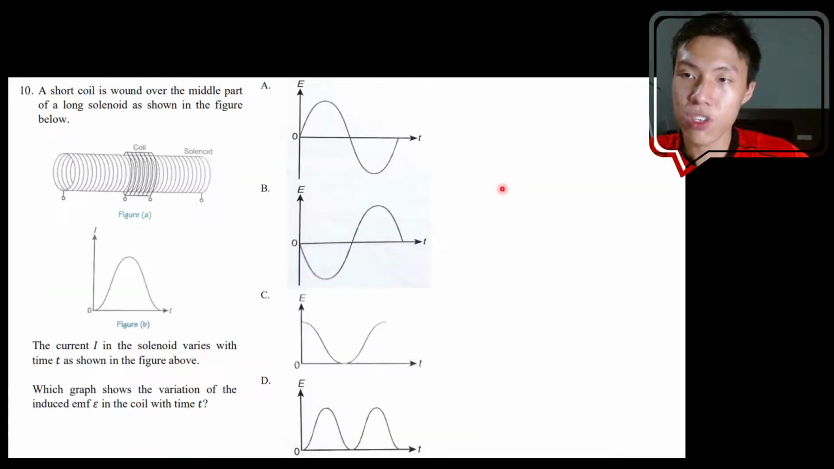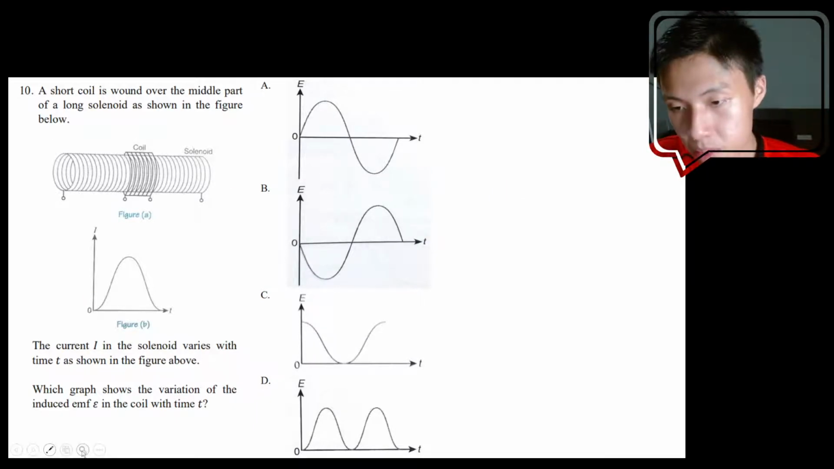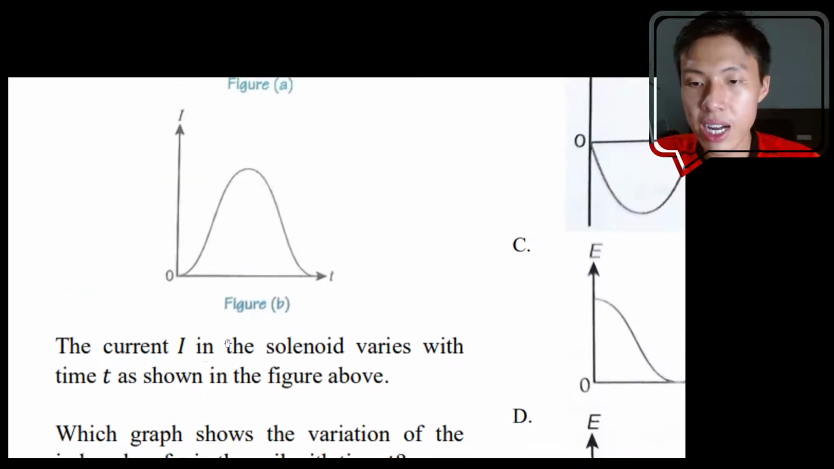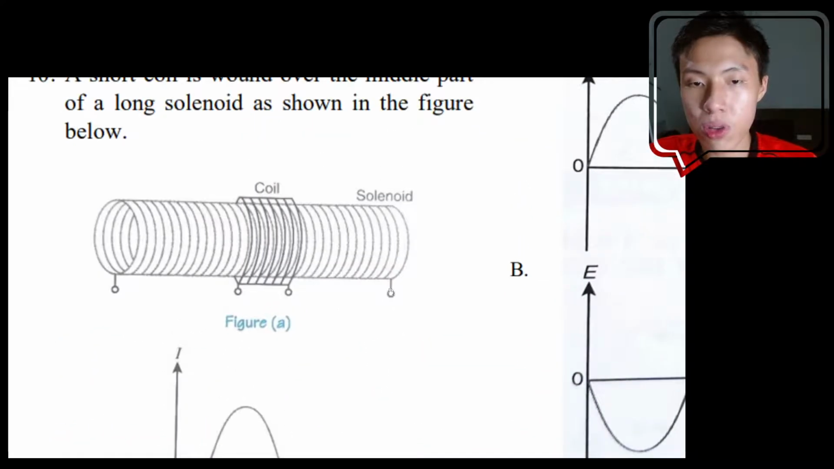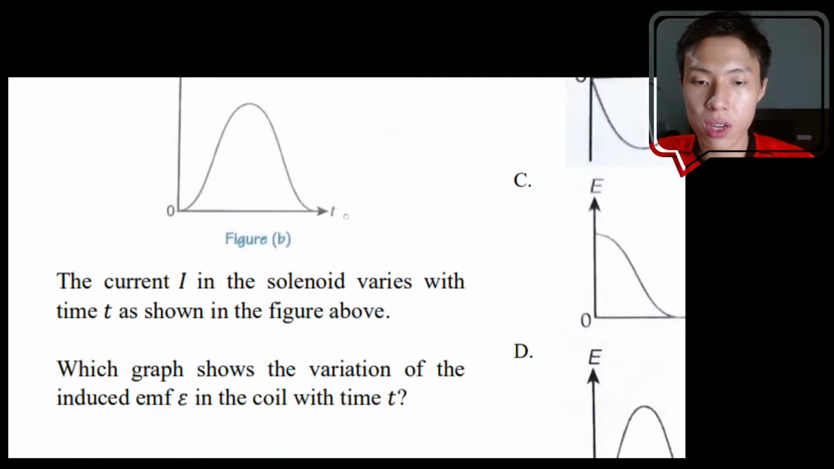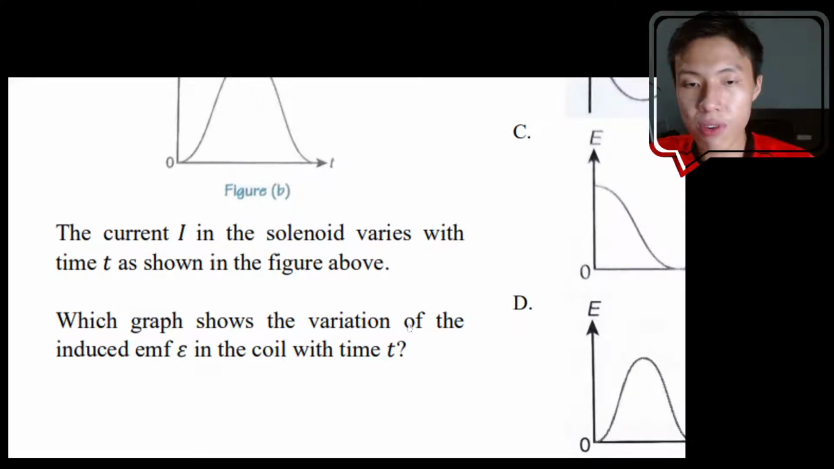Let's move on to the next question, question 10. A short coil is wound over the middle part of a long solenoid as shown in the figure below. So your coil is wrapping around the solenoid near the middle here. Then they say the current in the solenoid varies with time as shown in the figure below. So they are going to introduce a current flowing inside the solenoid, and the current is going to change from 0 to a certain peak, then it will drop back down to 0. Which graph shows the variation of the induced EMF in the coil with time t?